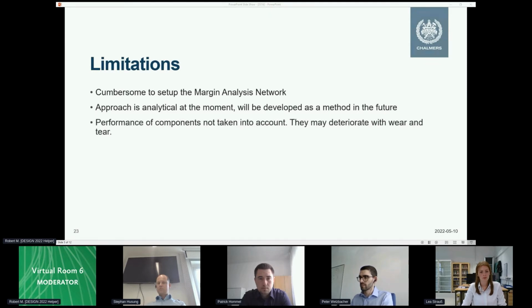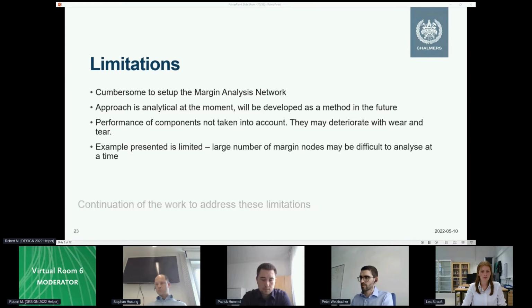The performance of components has not been taken into account. Performance, as we know, may deteriorate with wear and tear. The example which is used is limited. A large number of margin nodes may be difficult to be analyzed at a given time. We, of course, would continue the work to address these limitations in the future.